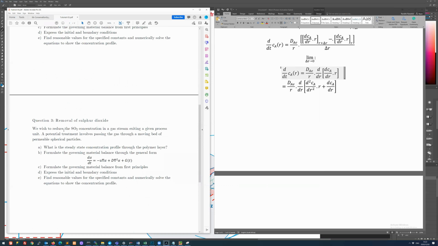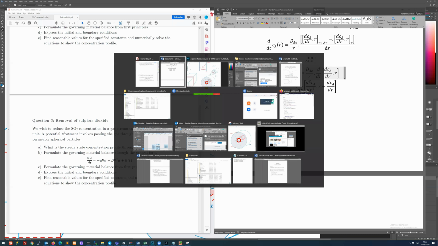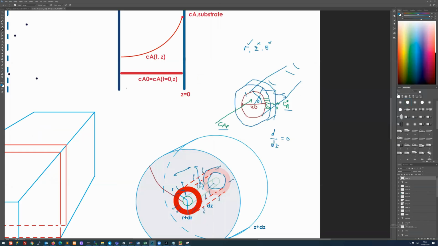So we are interested in the removal of sulfur dioxide from a gas stream. So there's a certain process and there's a gas stream exiting that process. And we want to clean up the gas before it's released to the environment. And we're doing that by passing this gas through a moving bed of permeable spherical particles. And so maybe a quick sketch here.